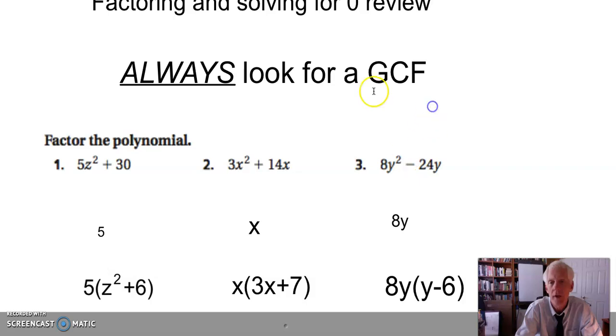So always a good idea to check your factoring. 8y times y is 8y squared. 8y times minus 6 is minus 48y. Check those to make sure you're good on that.